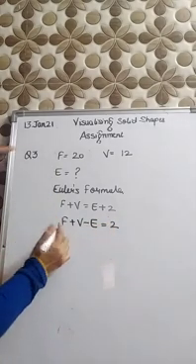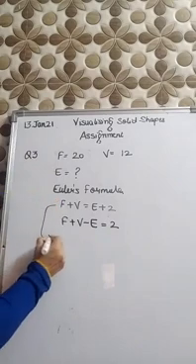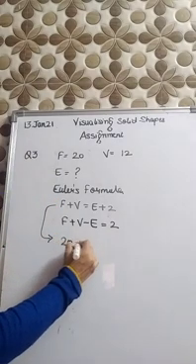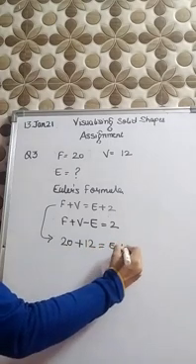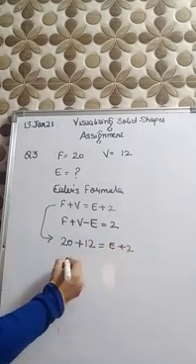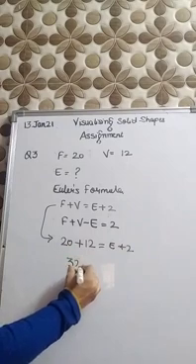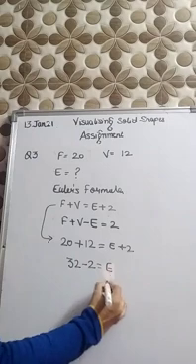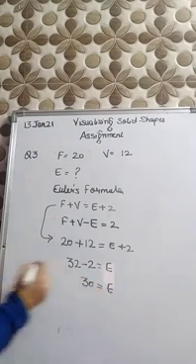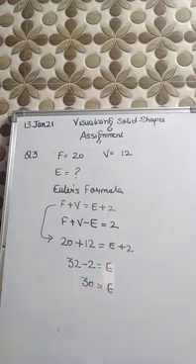Now use the formula. I am using this. Faces are 20, vertices are 12, edges you have to find. So I have written E in place of edges. Now add them, that is 32 minus 2 is equal to E. So here E will be 30. So the number of edges that we are getting is 30.